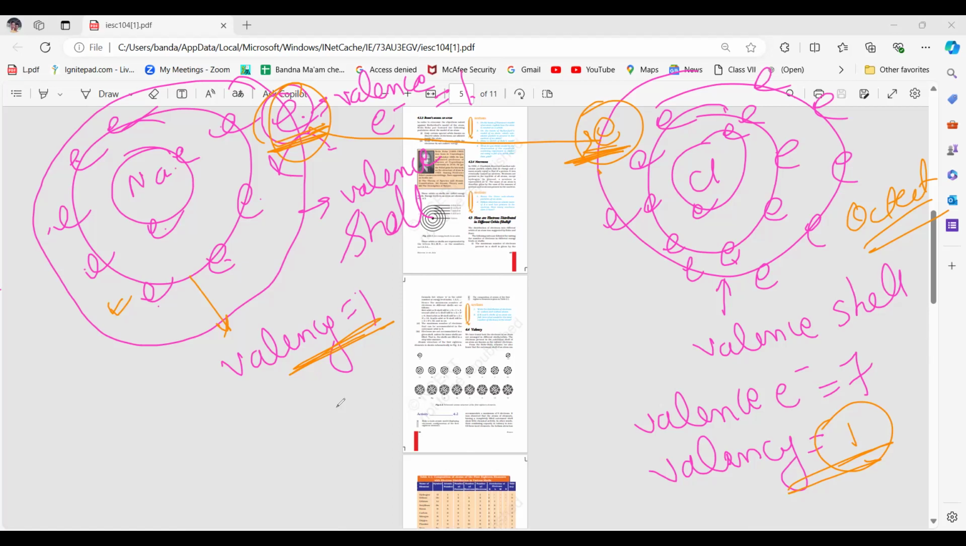So, to form a bond, donating and accepting should always be there. So, how many electrons I am donating or how many electrons I am accepting, that is your valency.